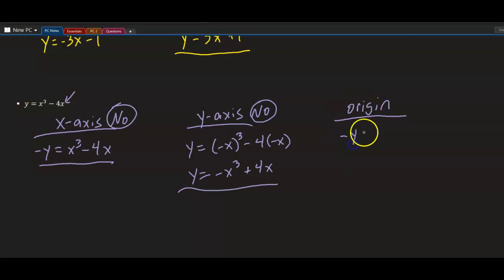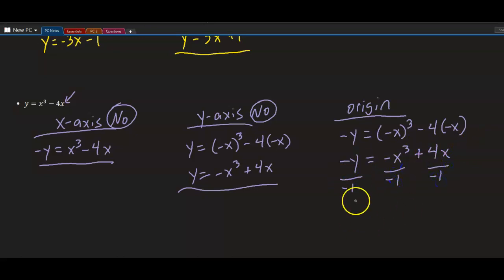So I'm going to replace y with the negative y. I'm going to replace x with the negative x. And I'm going to see what I get here. So I get negative y equals a negative x to the third plus a 4x. All right, so if I divide all of this by a negative 1, let's see what I get here.